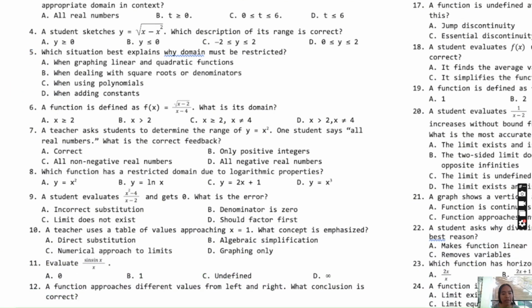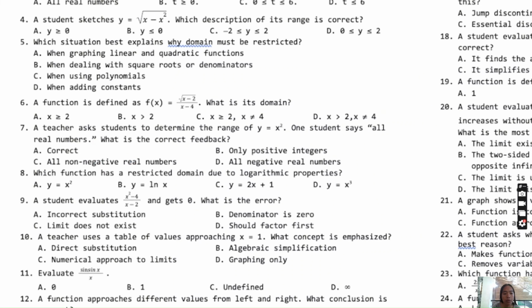So we have now number 5. Which situation best explains why the domain must be restricted? So the answer of this is letter B, when dealing with square roots or denominators. Because domain restrictions happen when a function becomes undefined. This occurs when a denominator becomes 0 or when a square root has a negative value inside. These situations require us to limit the domain. That is why the correct answer is letter B.